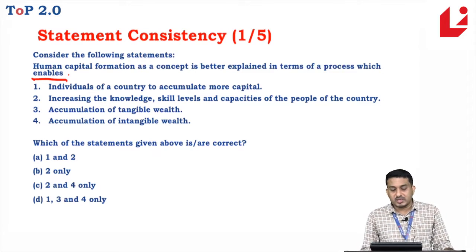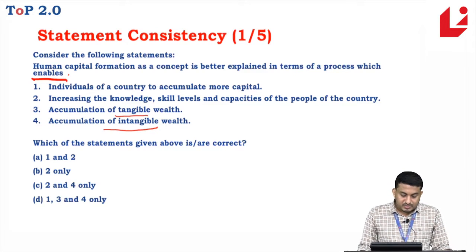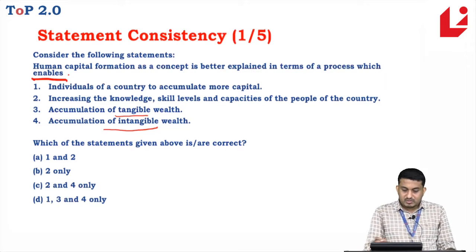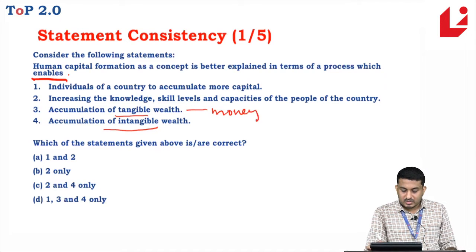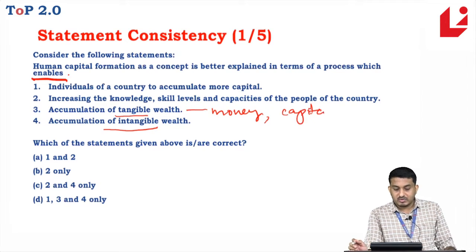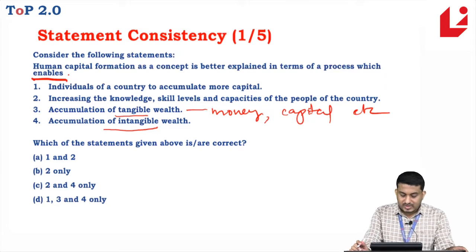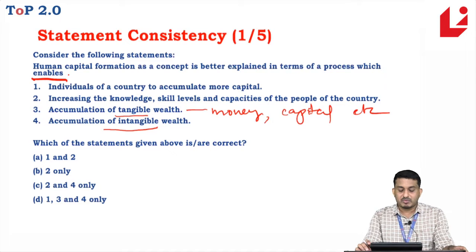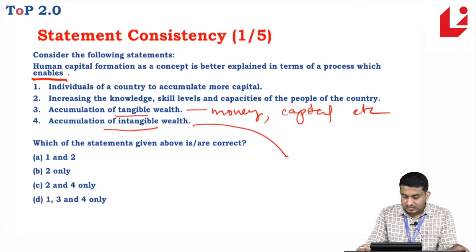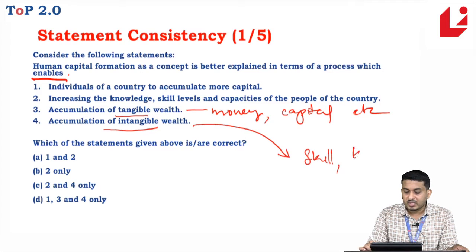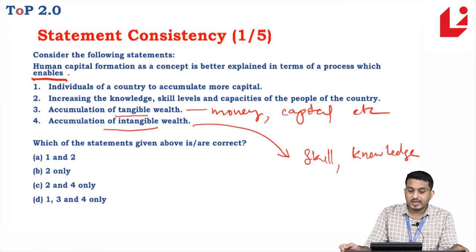Second, increasing the knowledge, skill levels, capacities of the people of the country. Third, accumulation of tangible wealth. And 4, accumulation of intangible wealth. Now, what is tangible wealth? Tangible wealth can be money, capital, gold. All these are tangible wealth. Tangible wealth means measurable wealth. Intangible wealth means wealth which cannot be seen. It can be skill, knowledge about a particular software. All these are intangible wealth.